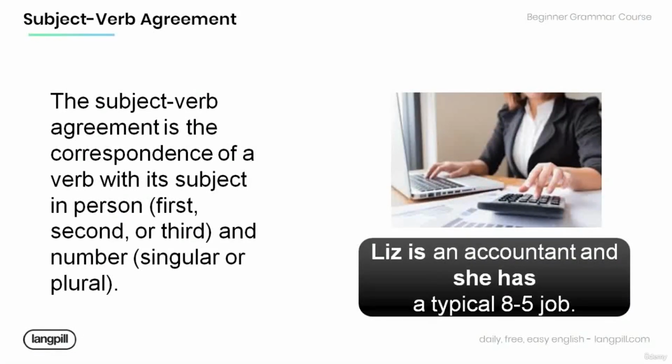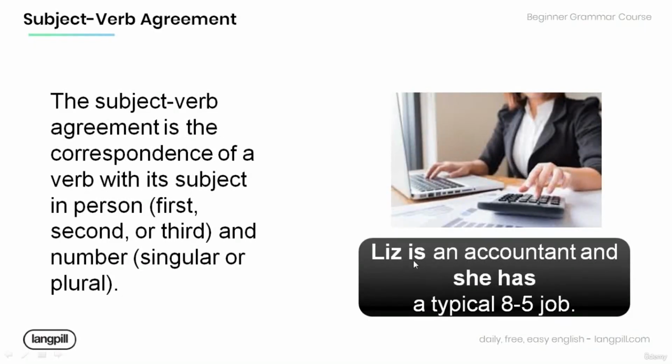The subject-verb agreement is the correspondence of a verb with its subject in person, first, second, or third, and number, singular or plural. Have a look at the example over here. Liz is an accountant and she has a typical 8 to 5 job.